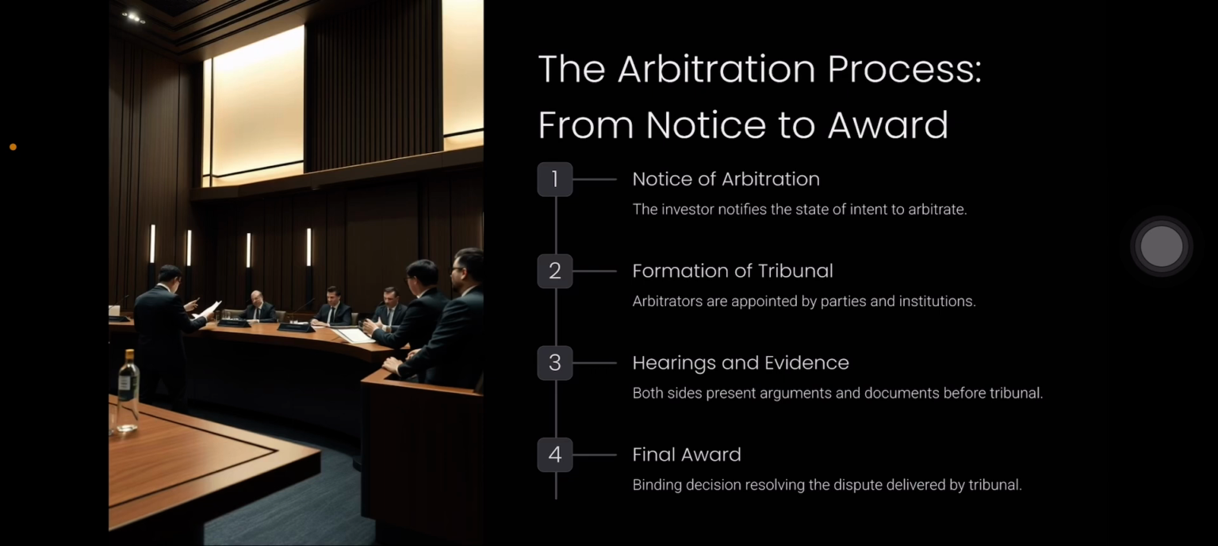The third is hearings and evidence. Each side presents its case, submits documents, and argues its position before the tribunal. The fourth is the final award. After reviewing all the evidence, the tribunal issues a binding decision known as the award, which settles the dispute.